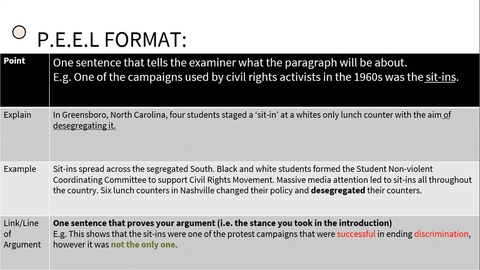All right, so what is the PEEL format? It means you start with a point, which is one sentence that tells the examiner what the paragraph will be about. Example: one of the campaigns used by civil rights activists in the 1960s was the sit-ins. Then you must explain. So that's where we do that aim. So in Greensboro, North Carolina, 4 students staged a sit-in at the whites-only lunch counter with the aim of desegregating it.